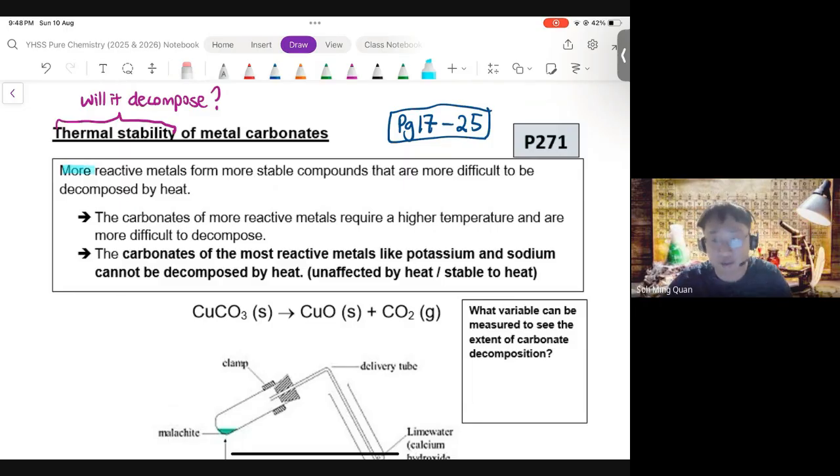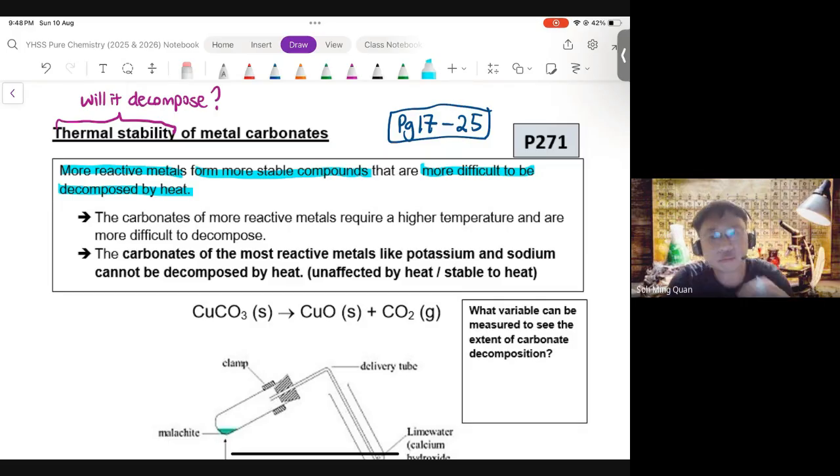More reactive metals, boom, explode, react. After they react, they form more stable compounds. And once the compounds are formed, they don't decompose. They are more difficult to be decomposed by heat. And this is particularly true for potassium and sodium. Potassium and sodium compounds do not generally decompose. So you can heat them up to 800, 1000 degrees Celsius, but they will not decompose.